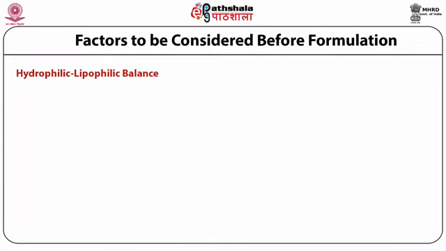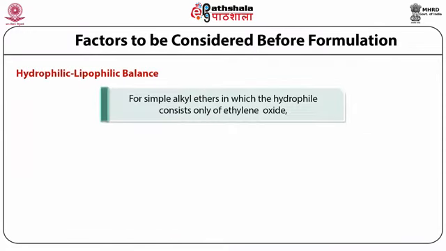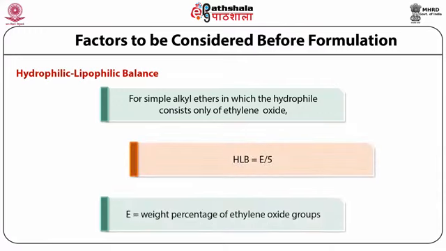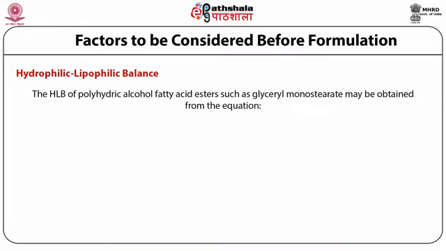The HLB method for simple alkyl ethers in which the hydrophile consists only of ethylene oxide. The formula is HLB is equal to E divided by 5. E is the weight percentage of ethylene oxide groups present in that emulsifier. The HLB of polyhydric alcohol fatty acid ester such as glyceryl monostearate may be obtained from this equation.